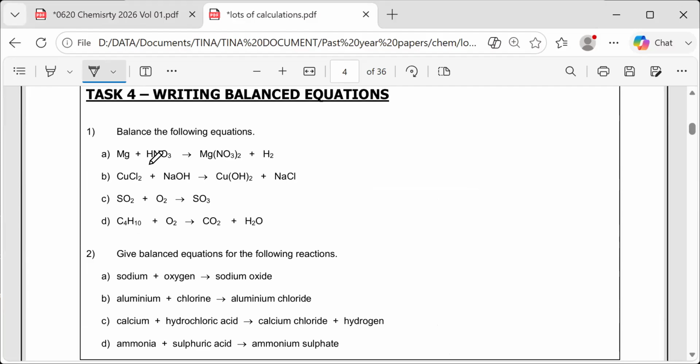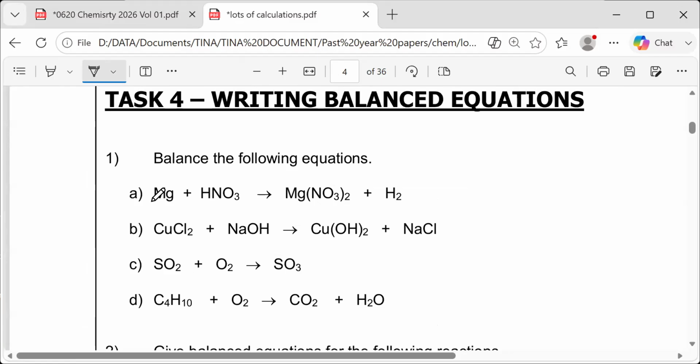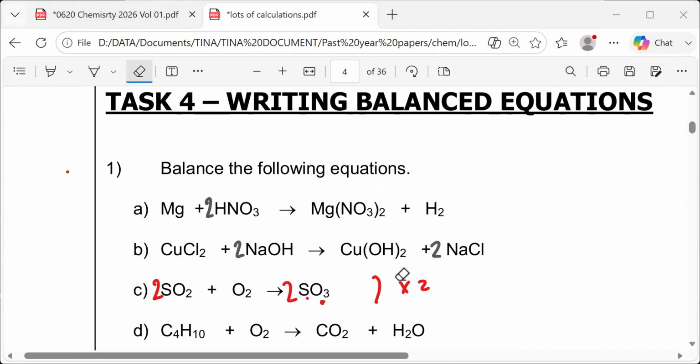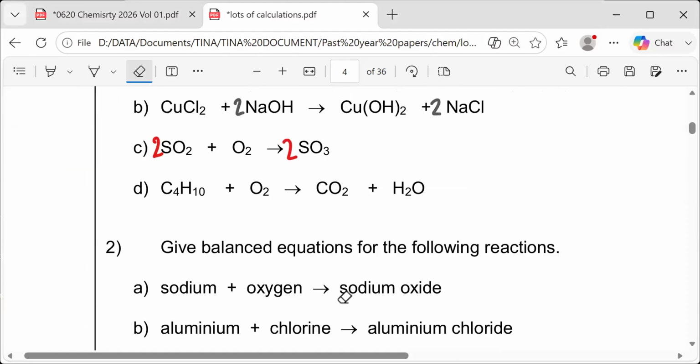Okay. Can you try and balance A, B, C, D? This one. Okay. Do you have it? All right. Okay. So that's how I balance like that. Two, one, two. Okay. This one, how do you do it?